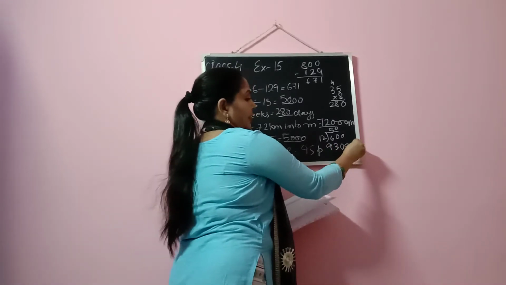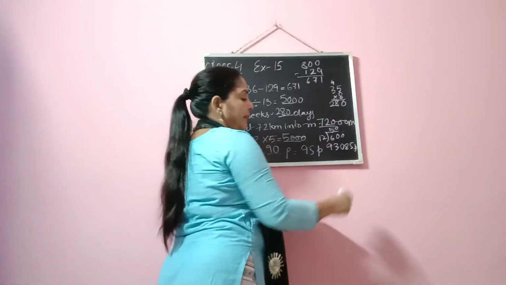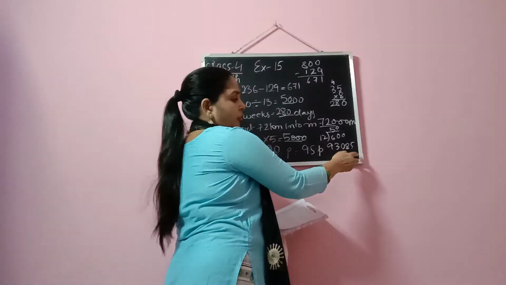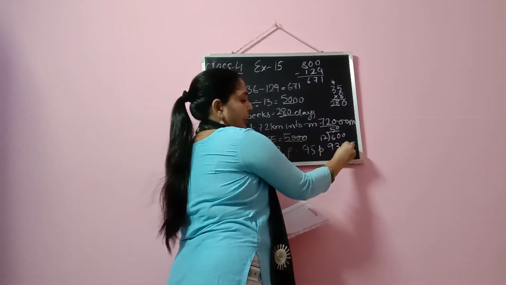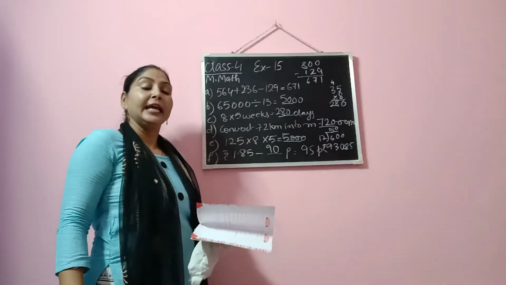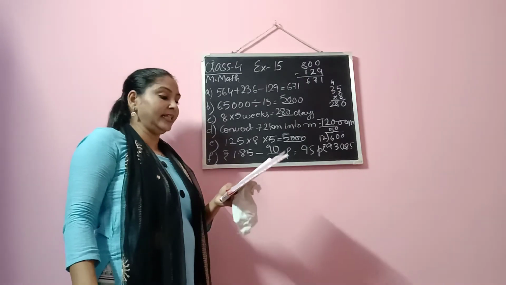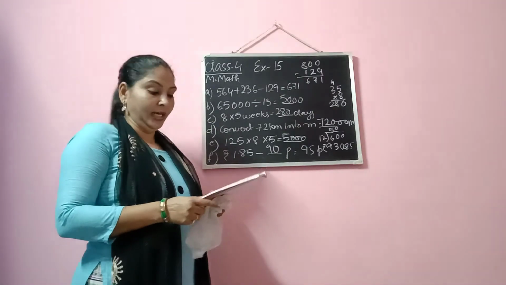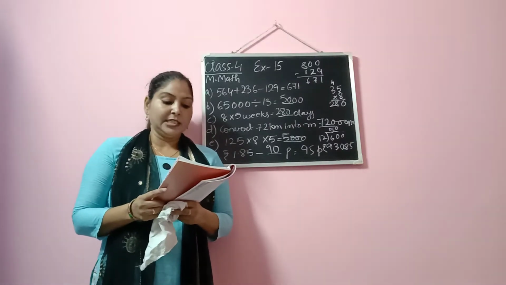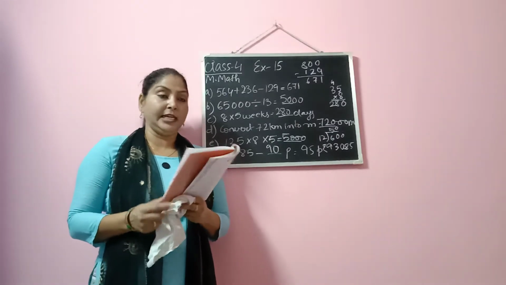93,085 paise. Okay. This is the question. So if we have to do it in rupees, we will count from the right side 1, 2, and we will place 1 dot here, and the answer is 930 rupees 85 paise. Okay, that's your answer. Now the last one of this exercise: 705 minus how much is equal to 249.